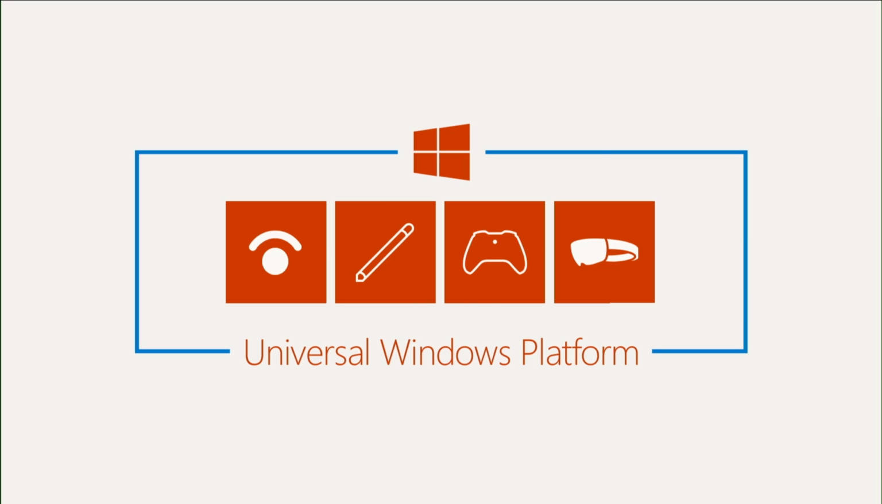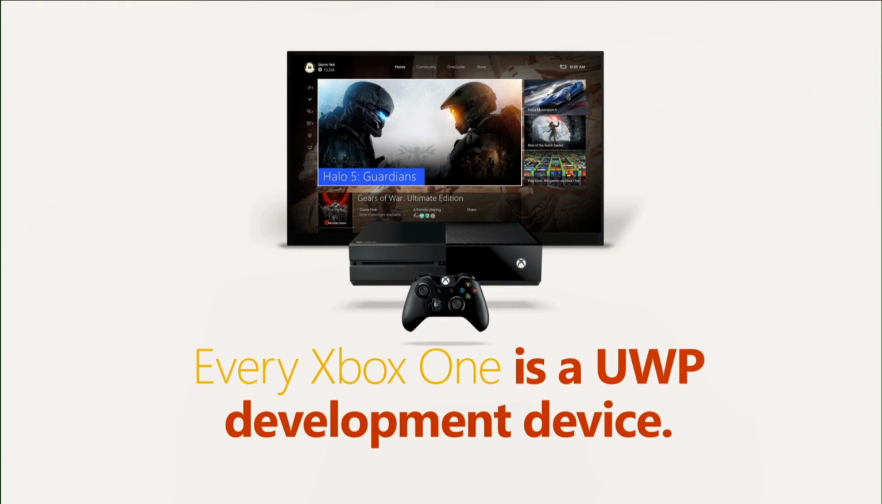We've also got the Surface Hub as well. And every Xbox One is a UWP development device. It's not like a fancy special edition or anything. If you've got an Xbox One, you can turn on developer mode on it today, give it a try, and you can deploy apps down to your Xbox.